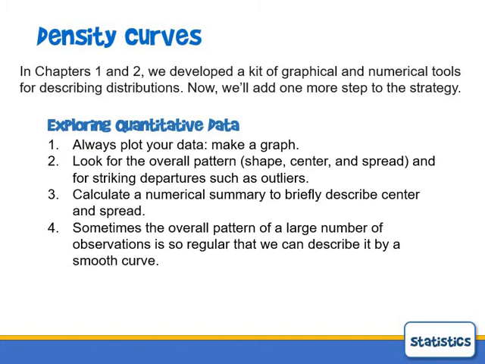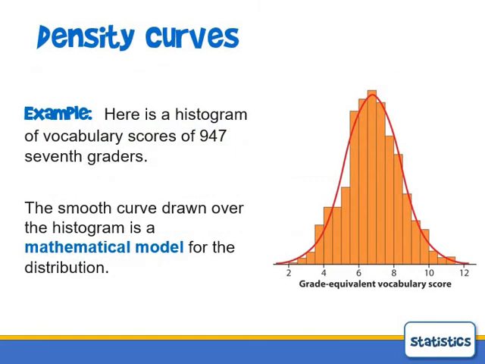And then what we're adding here is that sometimes the overall pattern of a large number of observations is so regular we can describe it with a smooth curve. We're going to look at smooth curves called the normal distribution. Okay? So here's an example. This is a normal distribution. You might be familiar with this shape, whether you've heard the term normal distribution or not. Sometimes we call it a bell curve.